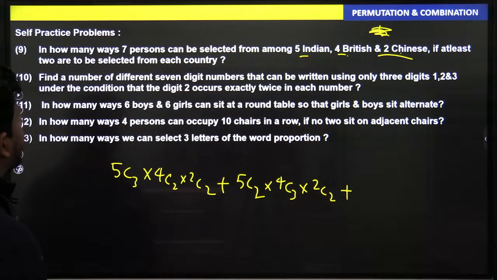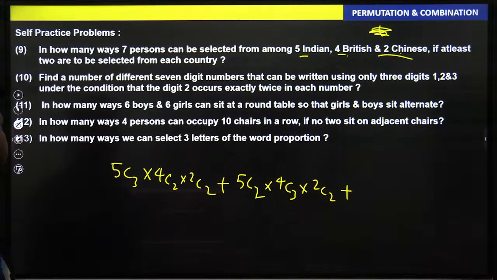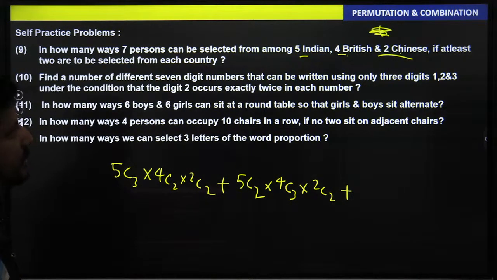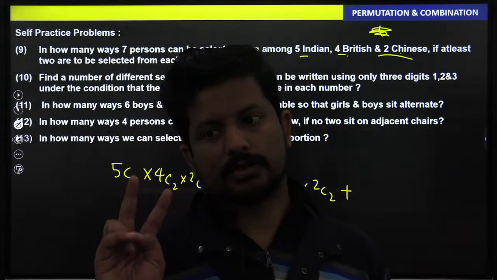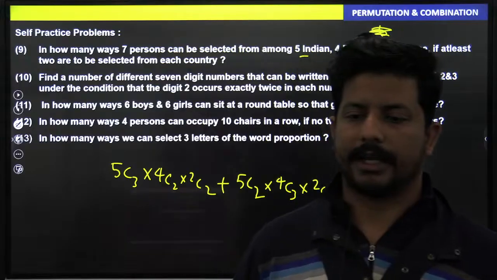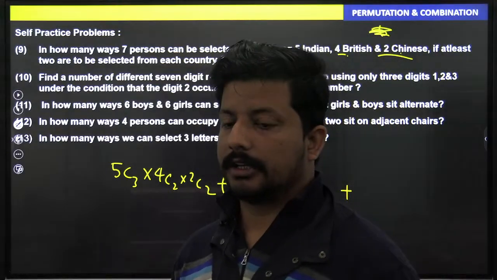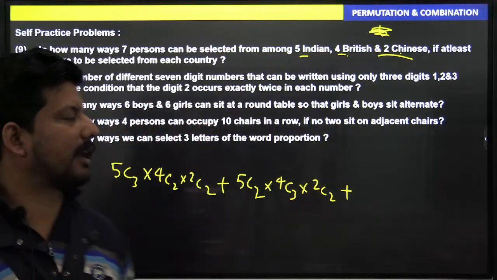Okay, find the number of different 7-digit numbers that can be written using only the digits 1, 2 and 3 under the condition that digit 2 occurs exactly twice in each number. So you need to write 7 digits in which 2 comes exactly 2 times and 1 and 3 can come any number of times. Okay now? Give some more time to this type of problem. Think on it again and again.